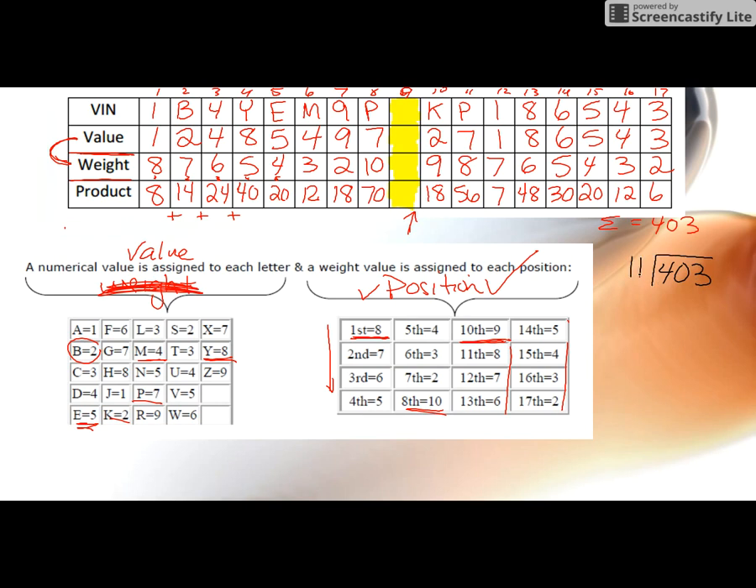11 goes into 43 times. So 3 times 11 is 33. You get 7. Bring down the 3. 11 goes into 73 6 times. 6 times 11 is 66. Subtract to get 7. So, unlike many other check digit systems, this is actually the remainder right here, 7. 7 is the check digit, which means right here you'd put the 7. So that's supposed to be a 7.